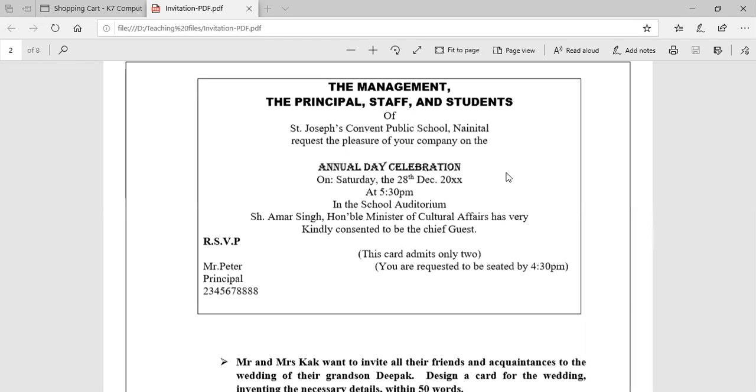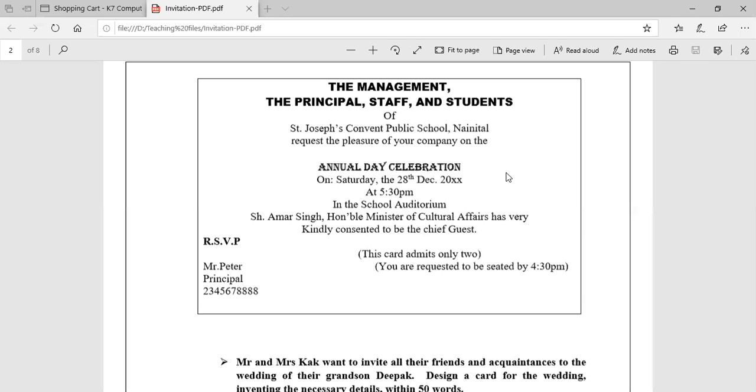That means, this card admits only two, and you are requested to be seated by 4:30 p.m. and at 5:30 p.m. the annual day will be started. So one hour earlier, we need to arrange very properly and take our seats. We have to sit and wait for the chief guest's presence. That means, initiation. Likewise, we are mentioning in the card. So this is known as card format, formal printed invitation card. Please understand the things.